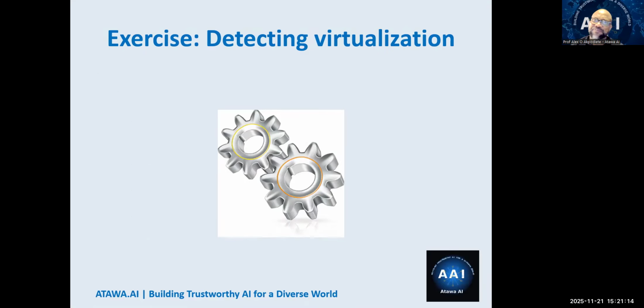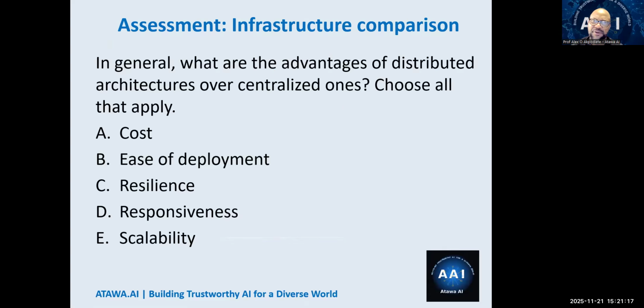So there is a lab about detecting vulnerability. But let's look at some questions in here. What are the advantages of distributed architecture over centralized ones? Choose all that apply. So if you distribute, are we thinking about cost, ease of deployment? Is it more resilient? Is it more responsive? Is it more scalable? So here, distributed is more resilient because you have different redundant ones, right? So if one fails, you can have another one. It's scalable. I can add more.